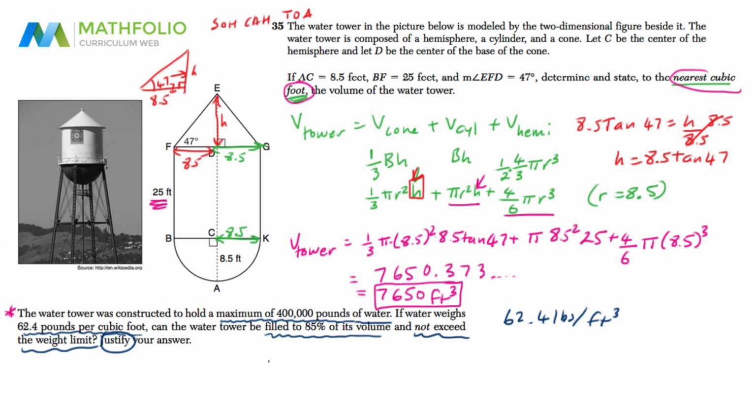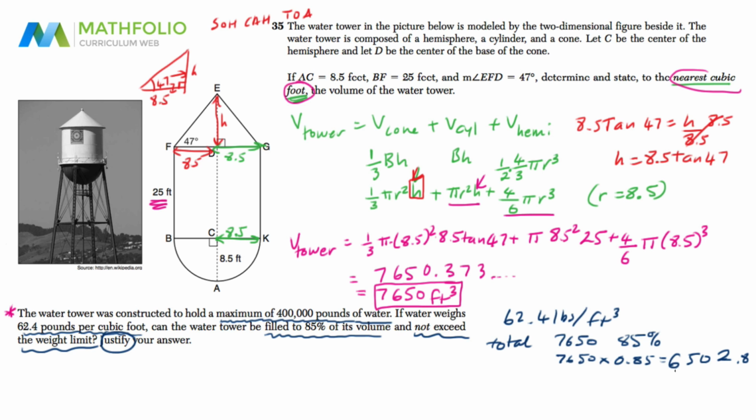So we can't skip any part of this. Right now we've got the total volume, the total capacity is 7650. It says if it's filled to 85%, so 85% of this is going to be 7650 times 0.85. Let's just do that really quick. I'm taking the answer that I had on my calculator with the 0.373 and so on, and I'm going to times it by 0.85. That gives me an answer of 85% being 6502, and then it's like 0.8 and change, so that's 85%.